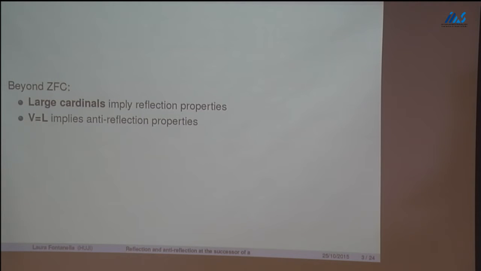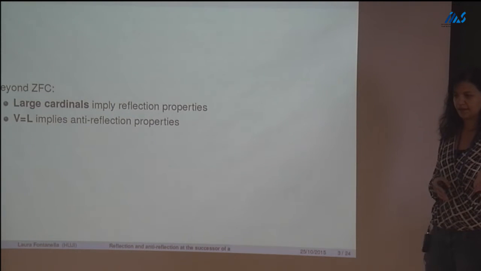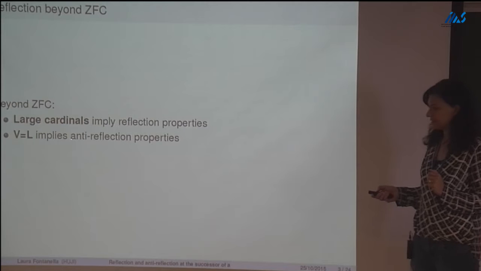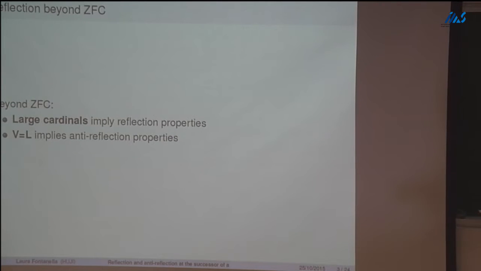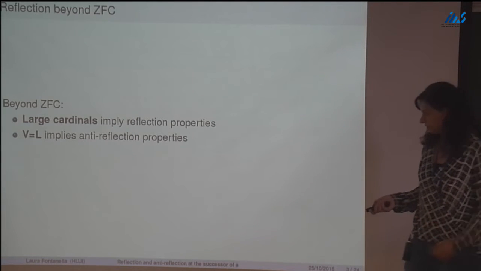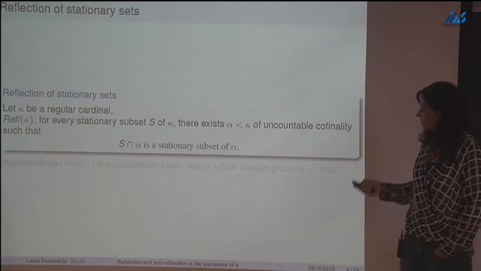And in particular, reflection properties reflect a conflict between large cardinal axioms on the one hand, and the axiom of constructibility, V equals L, on the other. In fact, large cardinal axioms typically imply reflection properties, while V equals L typically implies the failure of reflection properties. Okay, we can see an example of this.